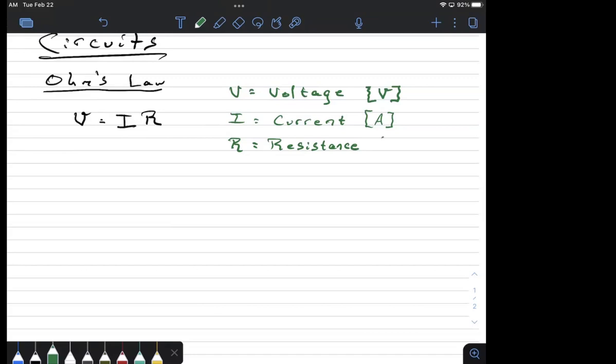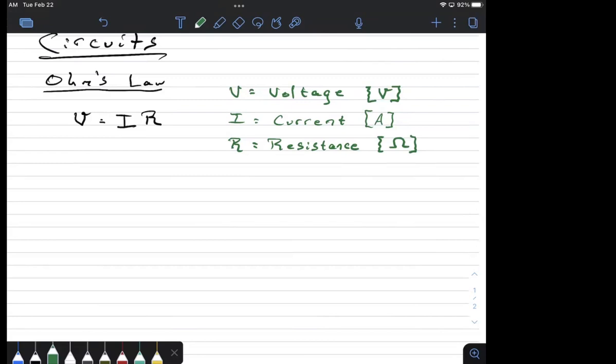And the unit for resistance is the Greek letter omega, the capital omega, which looks kind of like a horseshoe. And it's called ohms, O-H-M, just like Ohm's law. Well, the unit of resistance is called ohms. And that's our big equation, right? This is a relationship. It relates voltage, current, and resistance.